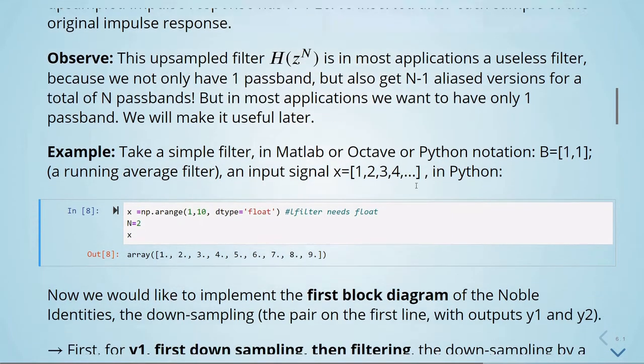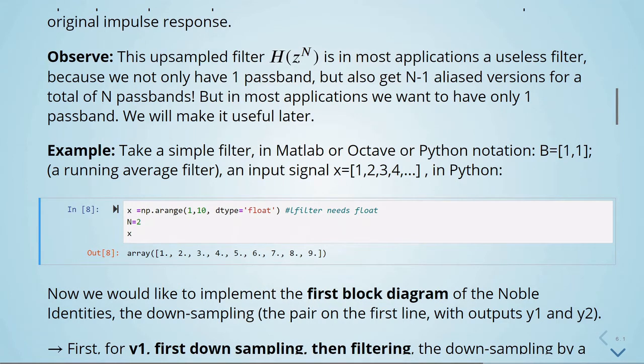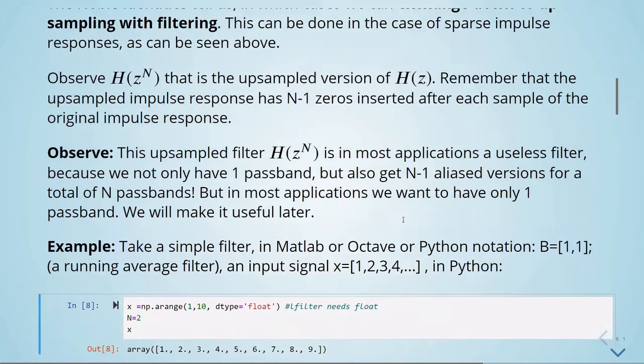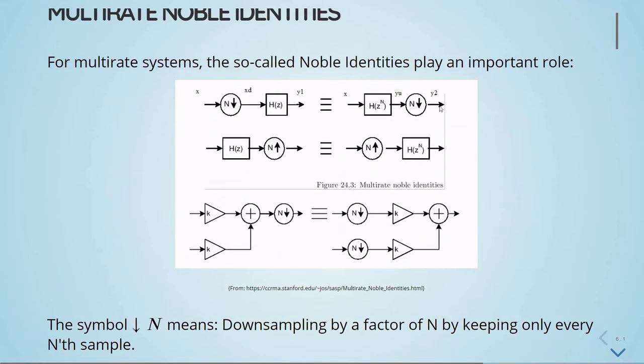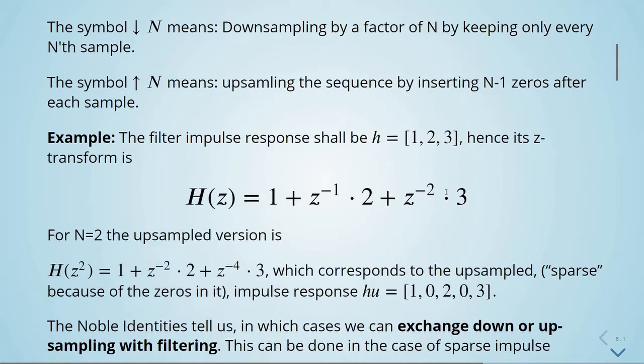So in Python, here we are defining this array of numbers. Here we are defining the upsample or the downsample factor, that's n equals 2, and here is our array. So what we want to do now is implement the first block diagram of the noble identities, the downsampling. So this is the pair on the first line with outputs y1 and y2. So this is the pair that we want to implement.